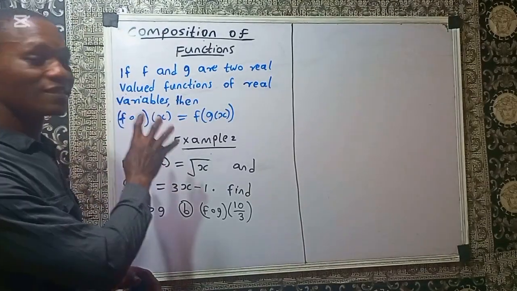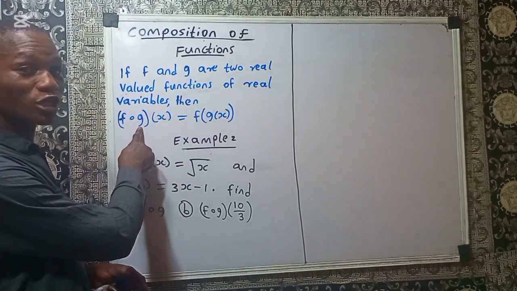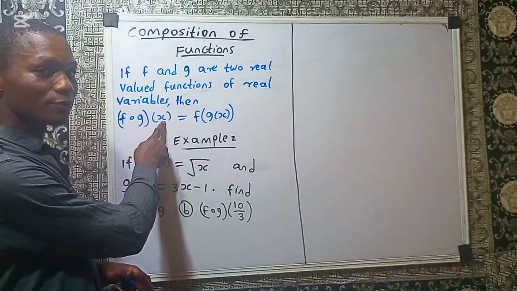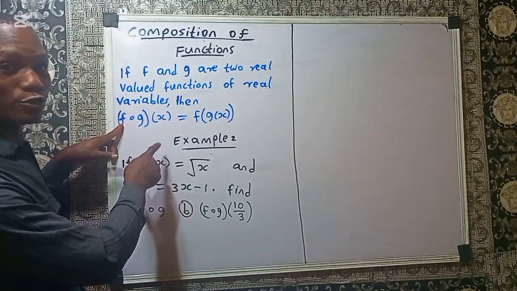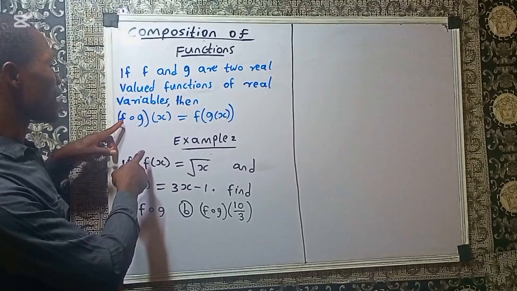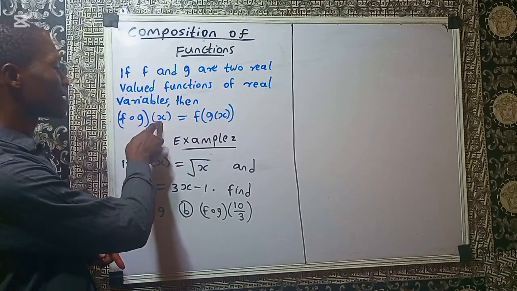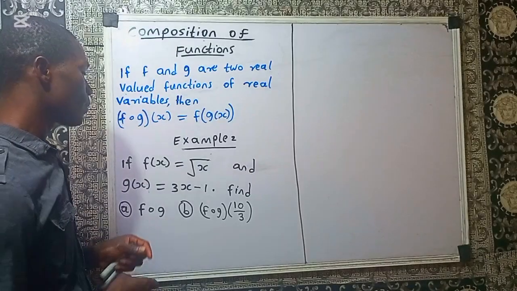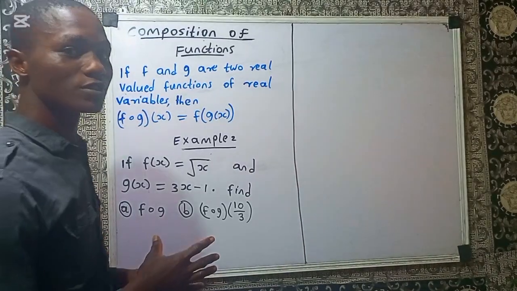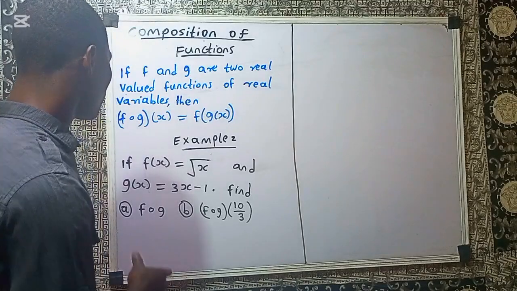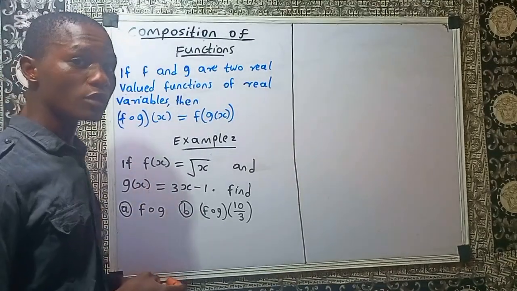Then the answer is the same thing as: the second function is g. You are going to do g of x and put it inside the first function f. So you are going to have f of g of x. You are putting g of x inside the first function. With this, we want to look at the second example on this topic.